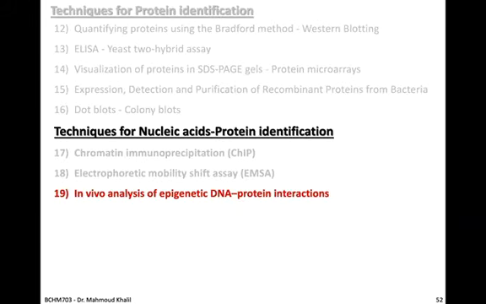Okay, we'll continue talking about techniques for nucleic acid protein identification, which involve the in vivo analysis of the epigenetic DNA-protein interaction. We have seen in the last lecture how we developed small molecule inhibitors that prevented the binding of a methyl reader protein, which is a spin 1, to the methylated lysine on histone protein. Today we'll talk about another example, okay?